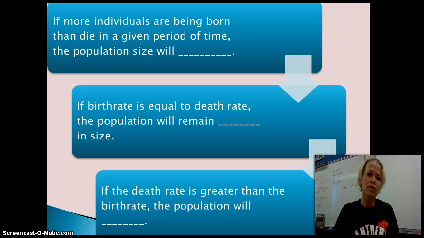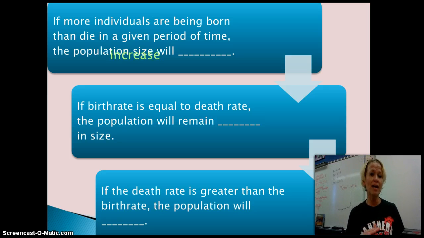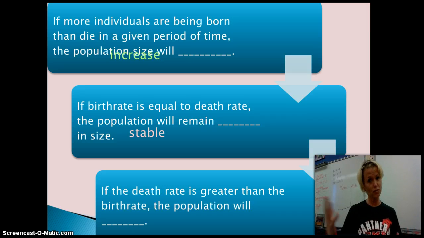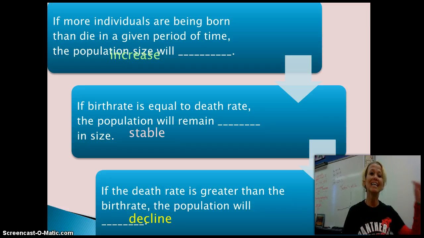So if more individuals are being born than die, what's going to happen? The population is going to increase. If the birth rate, in other words, how many individuals are being born, is equal to the death rate, what do you think is going to happen to a population? Well, it's going to remain stable. And then obviously, if the death rate is higher than the birth rate, so you've got more people dying than you do being born, the population is going to decline. So these are very logical, be able to identify them.